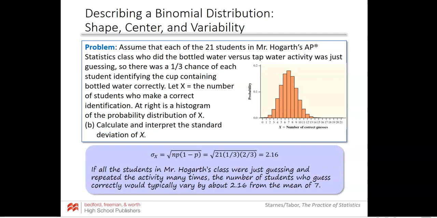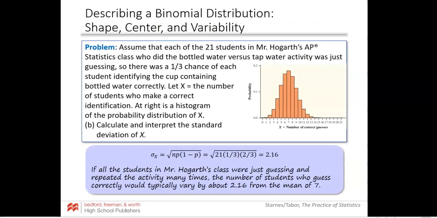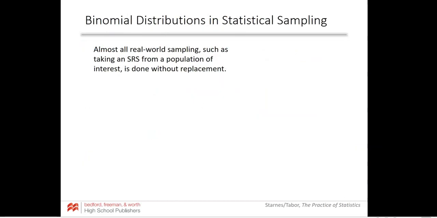Standard deviation is the square root of n times p times q. So n is 21, probability of success p is 1/3, which means failure is 2/3. You just type that in your calculator and you get 2.16. So that's the standard deviation of that approximately normal curve there. It looks like we now have a mean and standard deviation of an approximately normal curve, which would be nice.